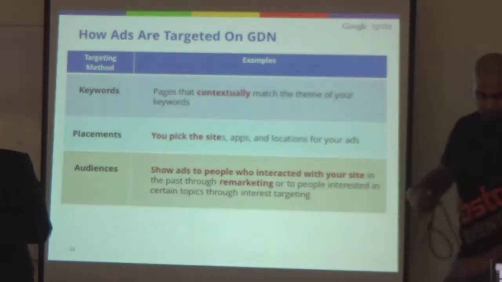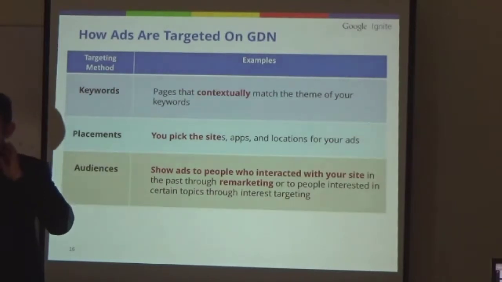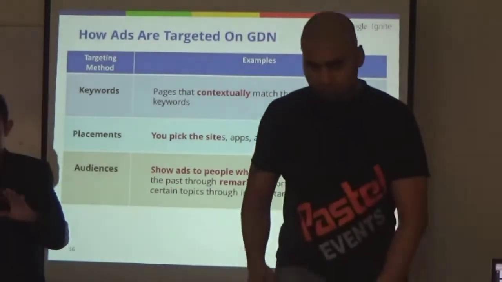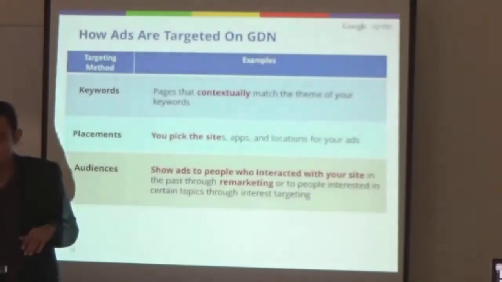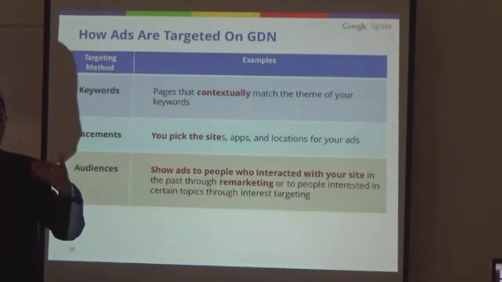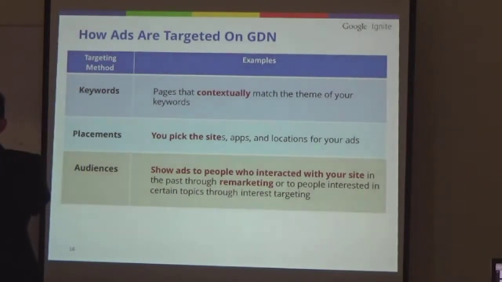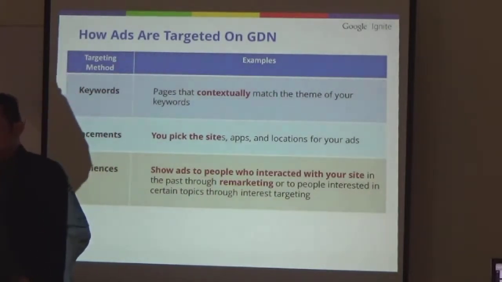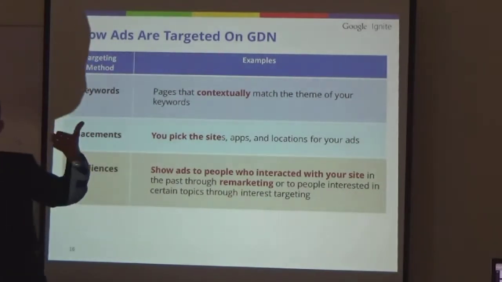First is through remarketing. Second is through interest. We are targeting the audience, showing ads to people who are interested. We want to target those who are interested, and we use that as a channel to target them. For example, in remarketing, those are people who have visited your sites before.